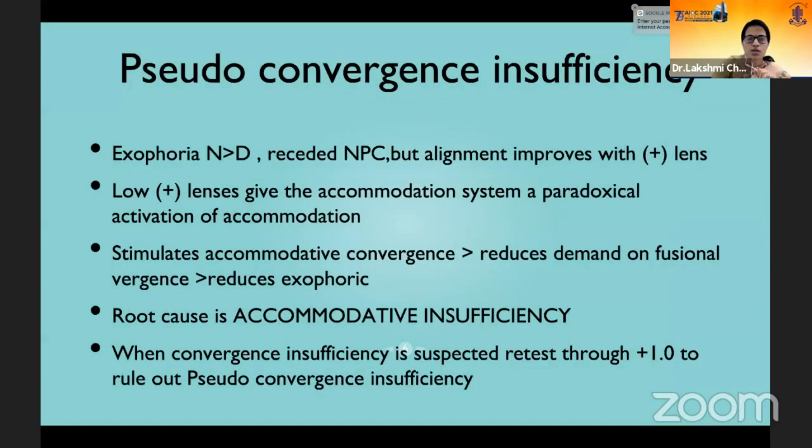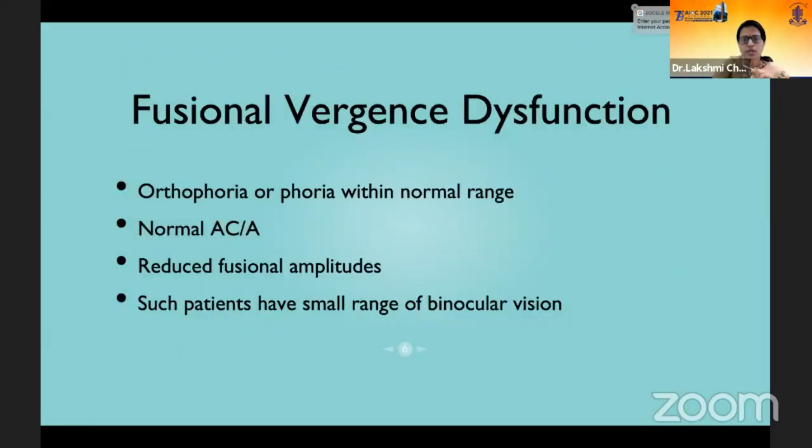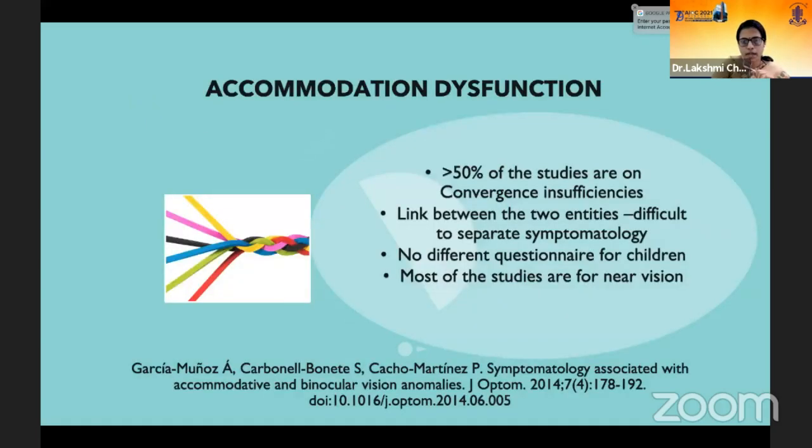divergence problems. Pseudo-convergence insufficiency is something we need to look into because we could mistake it as a convergence problem, but it is actually an accommodative problem which is underlying. So at least we should test it with fogging, and +1 lenses should be given to relieve the accommodative strain. Fusional vergence dysfunction, they'll have a normal AC/A ratio. The FORIA will be within normal range, but they'll have reduced fusional amplitudes.